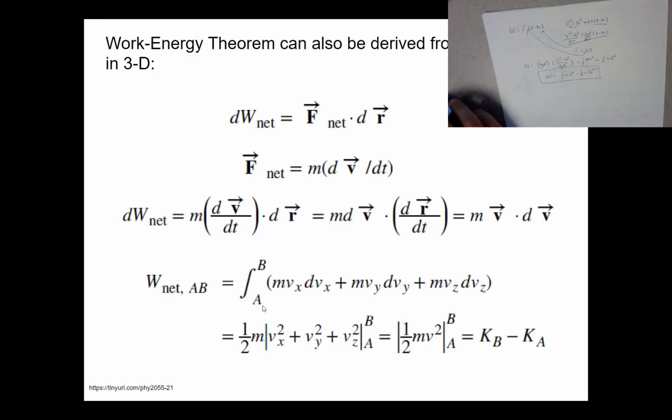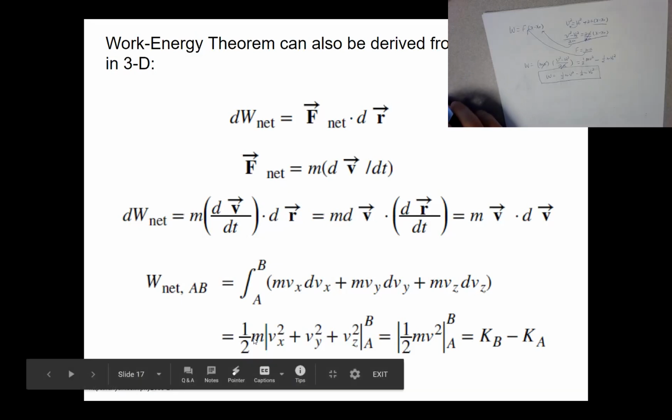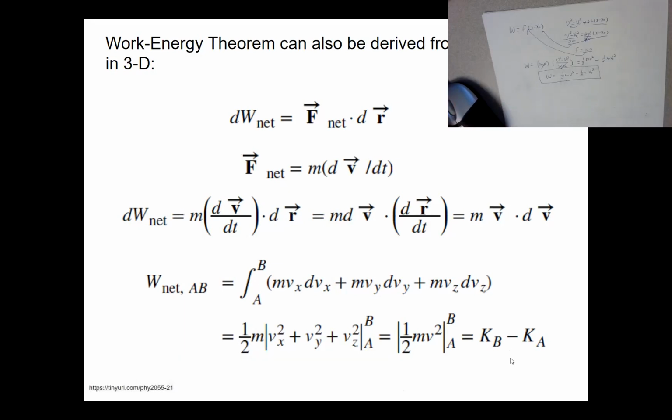And then you single out the common factor of 1/2 and m, and then this is the velocity component, xyz component, which means its velocity magnitude square. And then from point A to B, you are doing 1/2 m v_b squared minus 1/2 m v_a squared, which is K_b minus K_a. K stands for kinetic energy. So this is how you can derive from the calculus and in 3D.